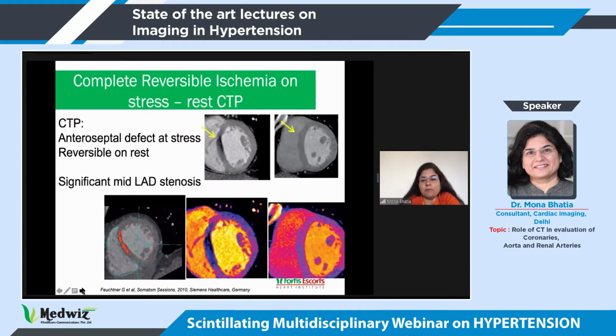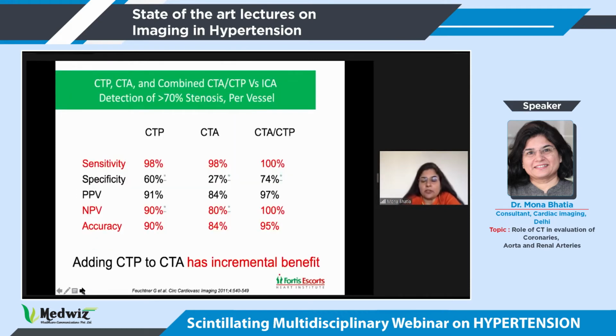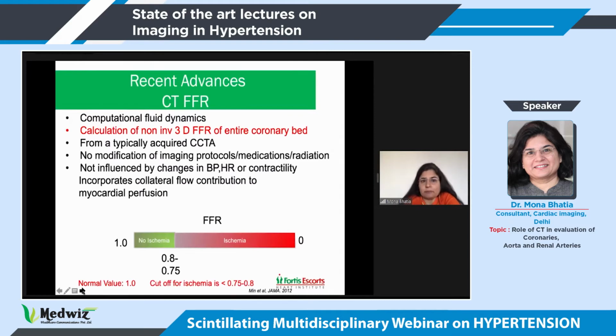So we can have very similar findings if we're looking at a completely reversible ischemia, as in this case, or whether it's non-reversible in the presence of a scar. Combining a CTA with a CTP actually has incremental benefit, and the accuracy rises to almost 95% with a negative predictive value of 100% and a sensitivity of 100%.